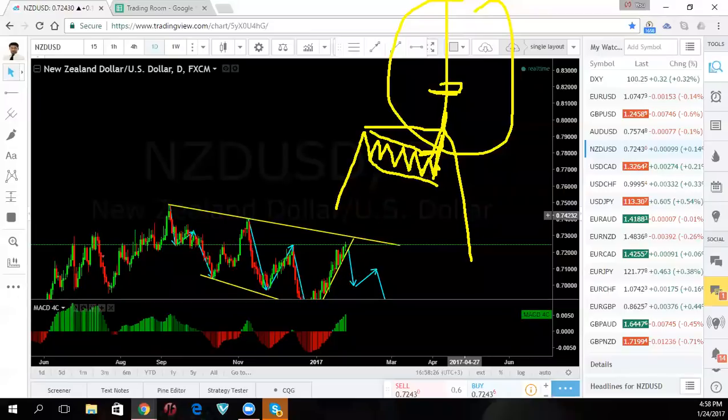Sometimes the impulsive wave is made out of flags. No, that's not true. That's very, very far from the truth. That means you don't understand structure very well. An impulsive wave cannot be made out of a flag. The flag is a corrective structure. If you're saying it's made out of flags and impulses, well, then that's a different story. But that will be of lower degree, right? You'll have an impulse, a flag, an impulse, a flag, and that will all be one impulse in a higher degree.